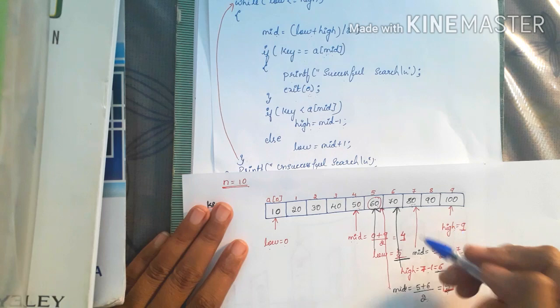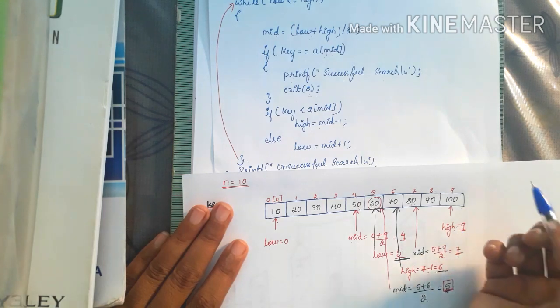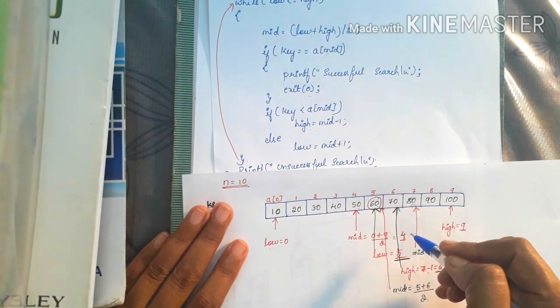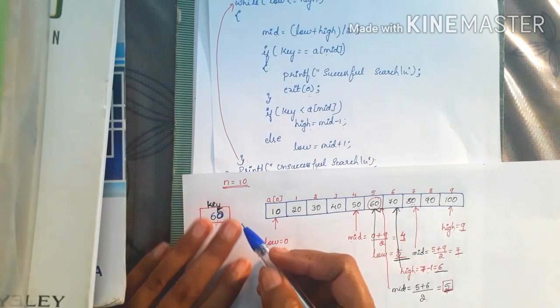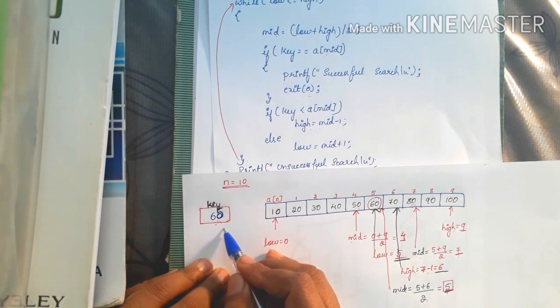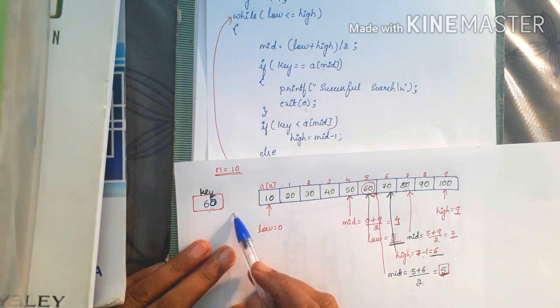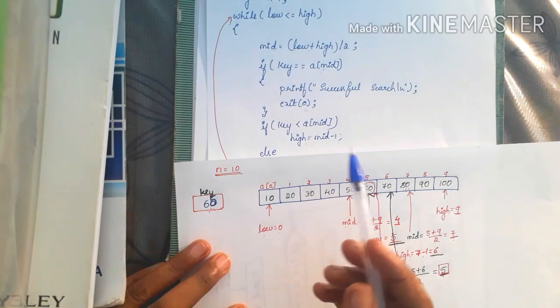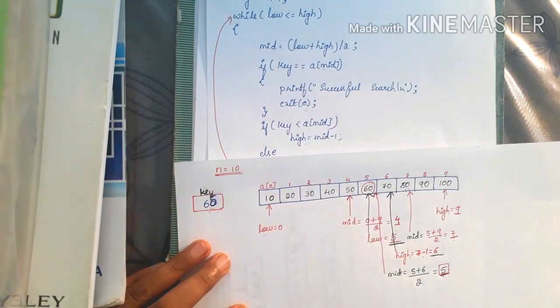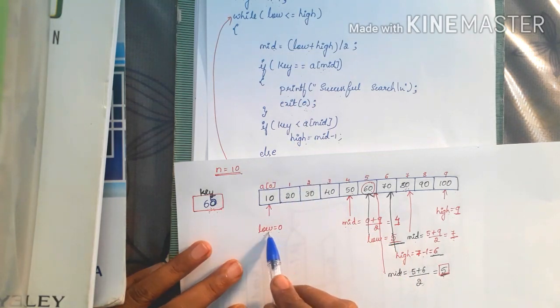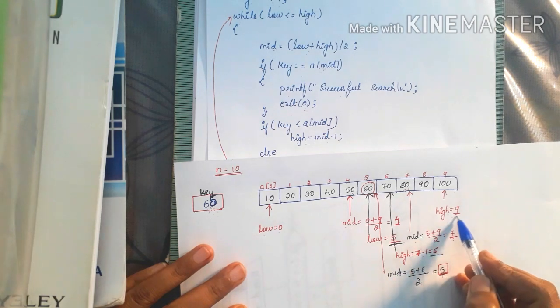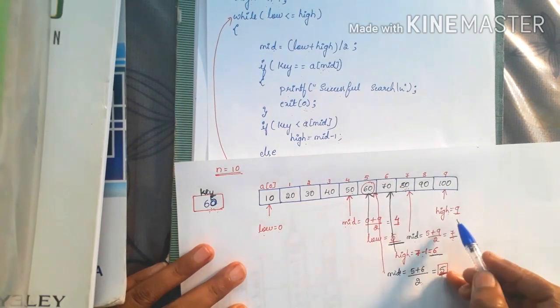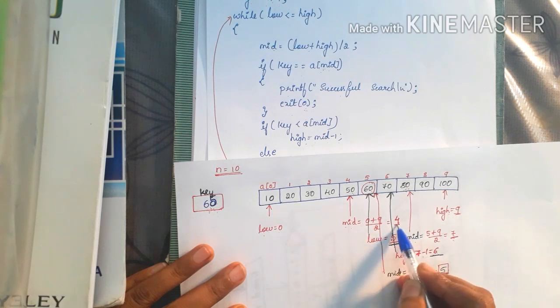Next we will take an example for unsuccessful search, that is if the key element is not found in the array. For that I'll take a key element as 65. For this example with the key element 65, the same steps take place as we saw in the previous example. Initial value for low is 0 and initial value for high is the position of the last element, that is n minus 1, 9. Next we find the middle element, that is position 4.